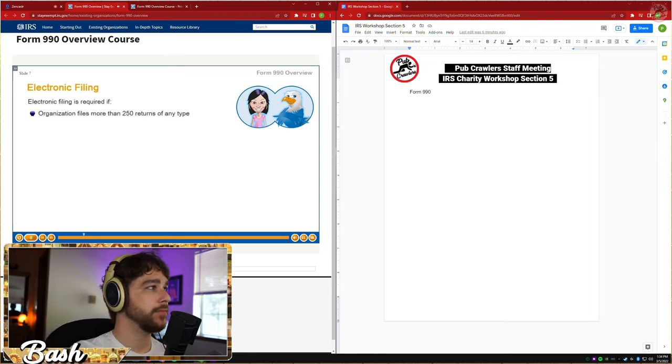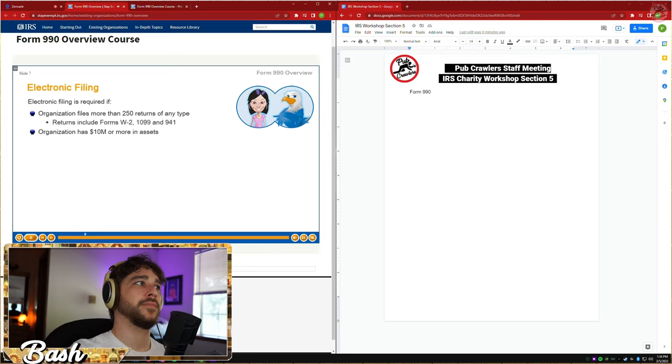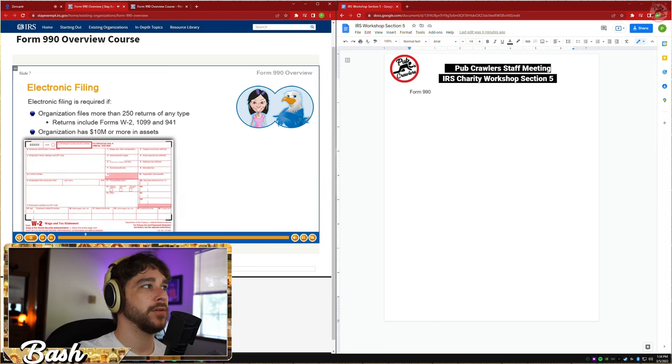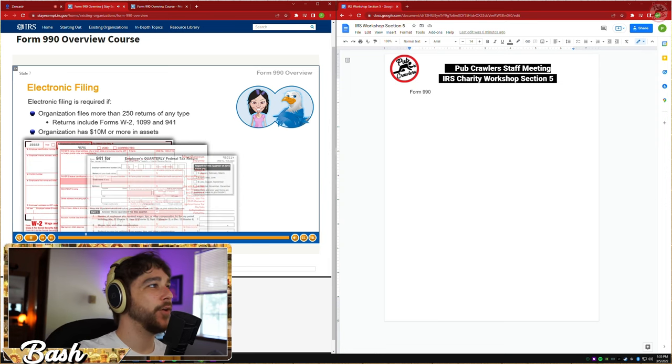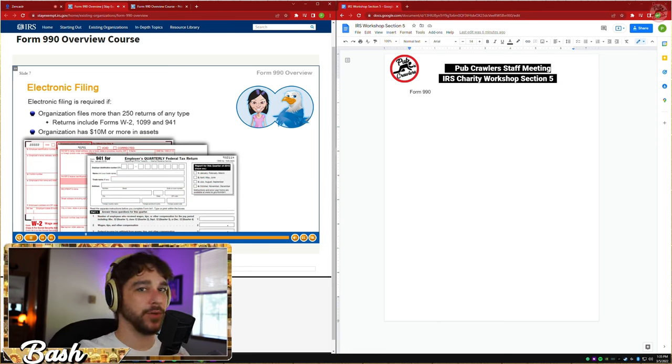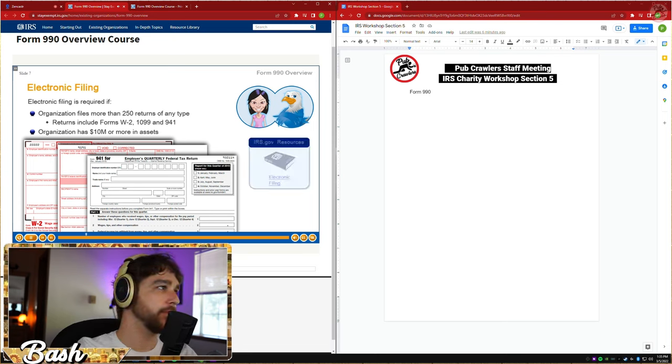But organizations filing more than 250 returns of any type each year and that have assets of $10 million or more must file Form 990 electronically. That means very large organizations with lots of employees probably have an electronic filing requirement, because returns for this purpose include information returns like Forms W-2, 1099, and 990. Like if you have more than 250 employees, basically. Here's a link to information on electronic filing requirements.